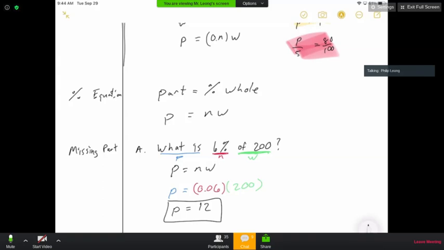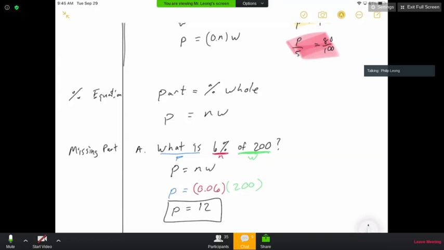It depends. So when you're missing the part, all you have to do is multiply. Because technically you already did the division. The division is when you change 6% to 0.06. That's technically dividing by 100. So you already did the division by doing that.